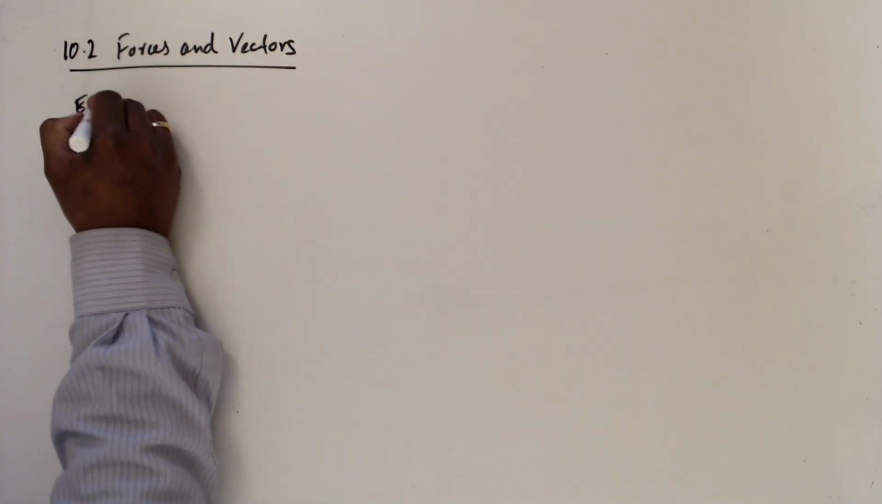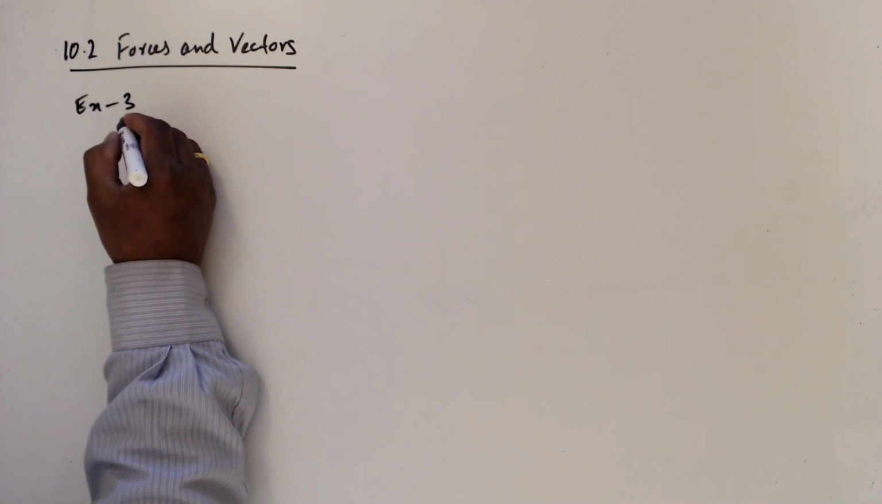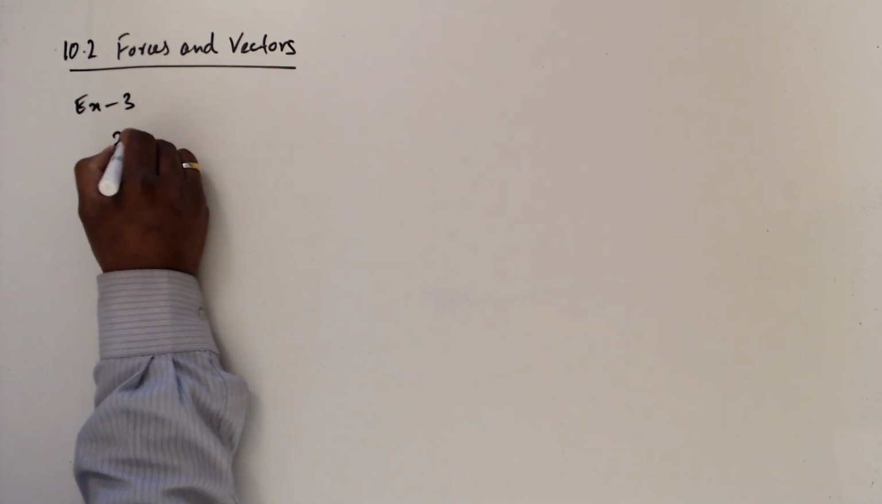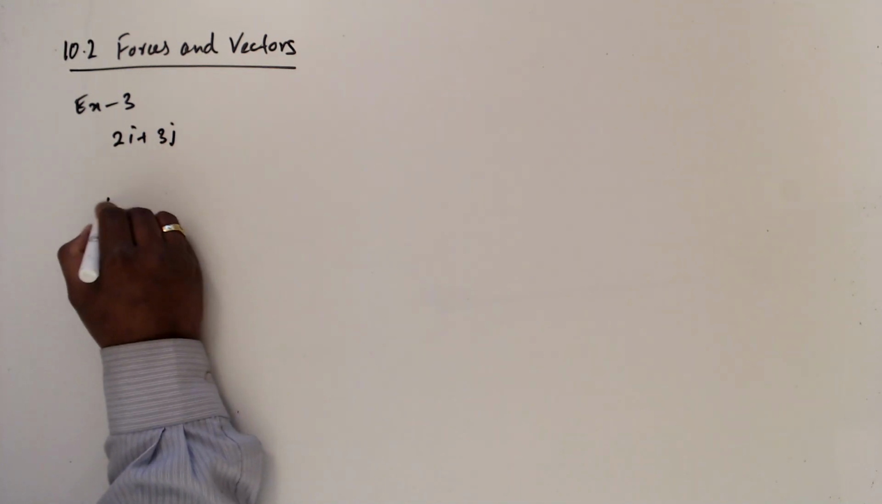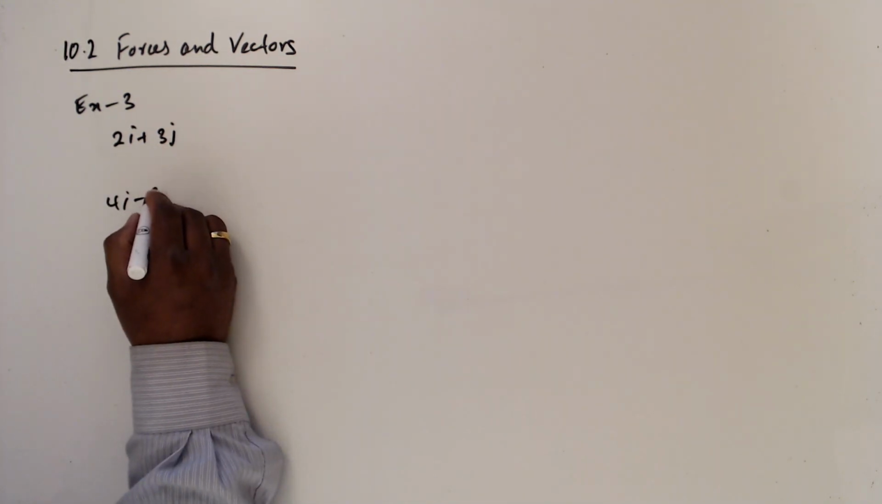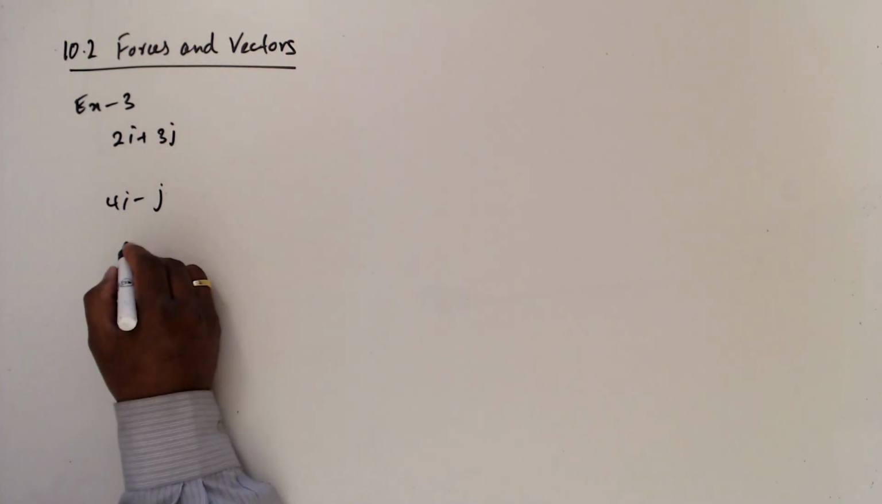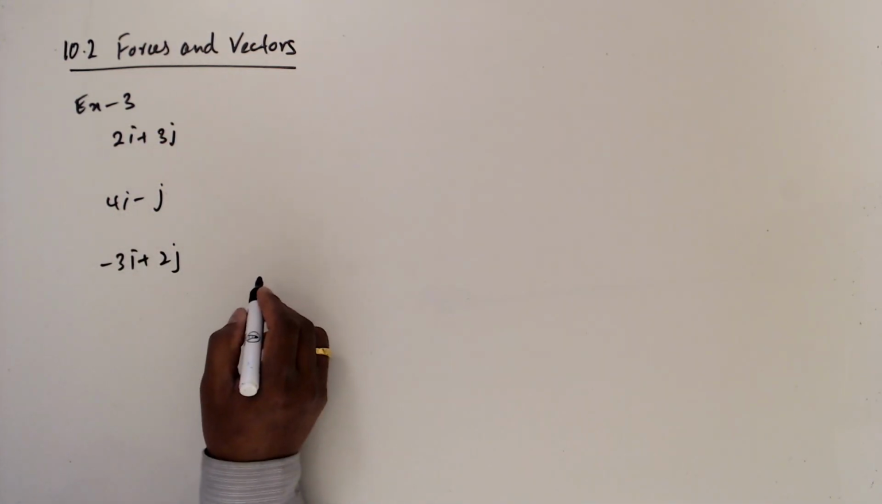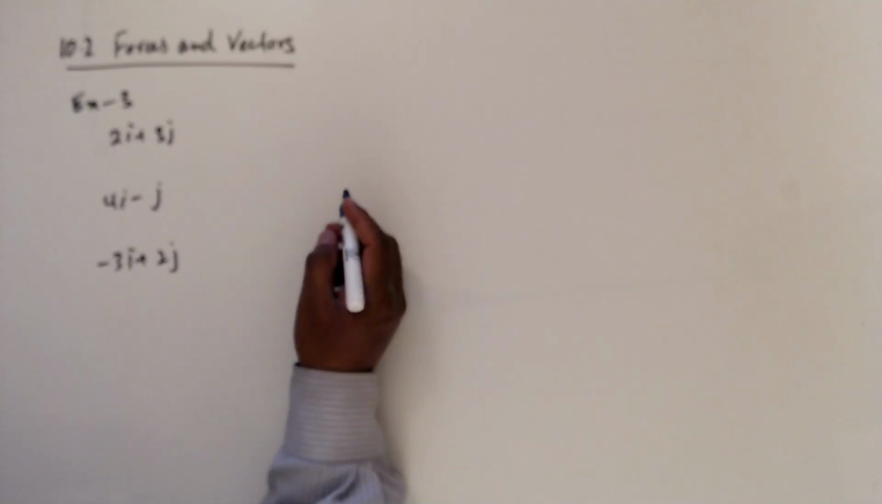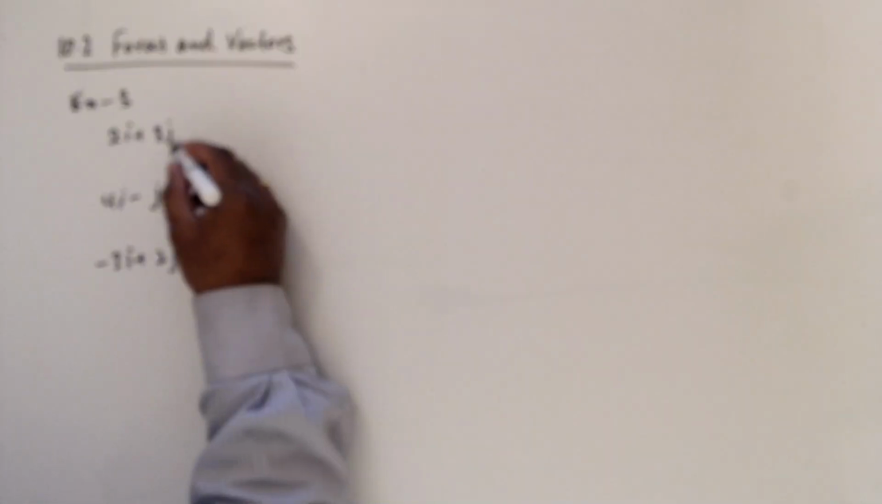In example 3, a few forces are given. One is 2i plus 3j. The other one is 4i minus j. Another one is minus 3i plus 2j. So we'll discuss a bit of these forces.